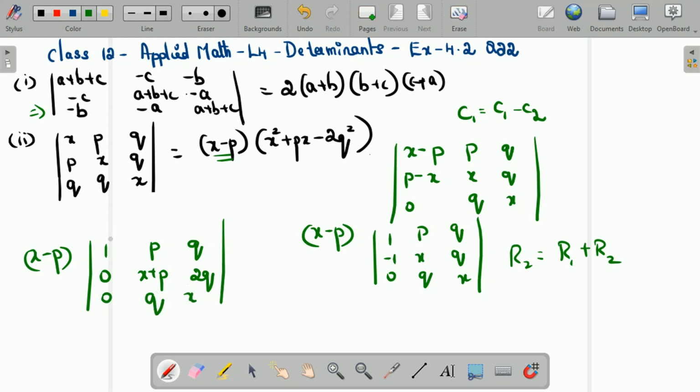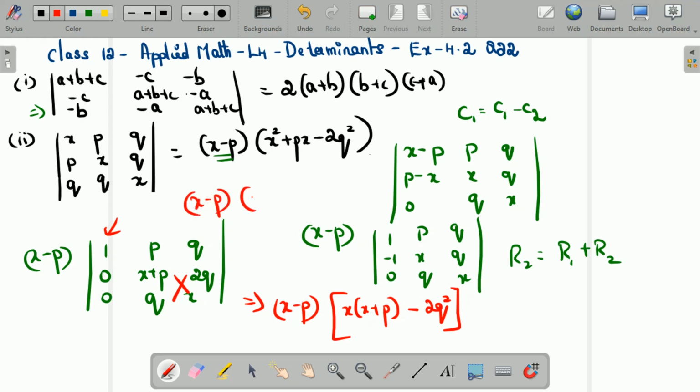Now that you have only one element in this particular column, we are going to expand using this particular column. So all we have to do is cross multiply like this. So this determinant value will be (x minus p) into, the one either way doesn't require, so it is x into (x plus p) minus of 2q into q, which is minus 2q squared. So now let's expand this. So this is going to be (x minus p) into (x squared plus px minus 2q squared), and that is what they've asked us here, so hence proved.